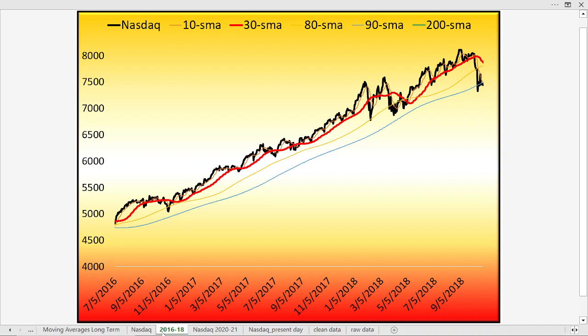Now the question is, what's the best moving average? And the answer is it's always different. But in my opinion, we use the moving average that best captures, that best defines the market. So in this example, the black line is the NASDAQ, again, from July 2016 through September 2018. And for whatever fundamental reason, the market was going up. We went from 5,000 to 7,500.